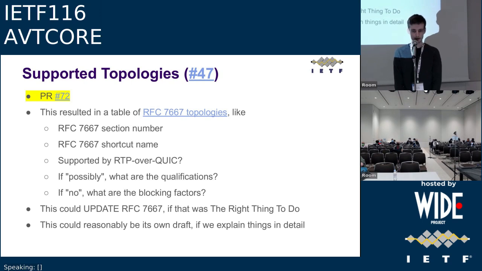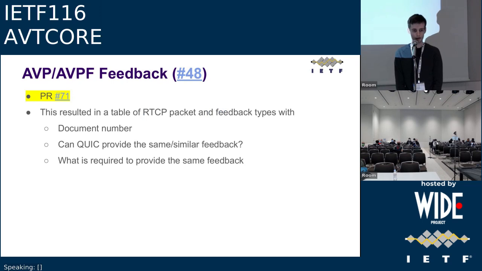And then I think the next slide, which is the last one, is on feedback. I briefly mentioned that on the very first slide. We had a list of a couple of RTCP packet types in the draft before, and we listed for these packet types which of their fields can be replaced by feedback that is already available in QUIC. We have now added a longer table similar to the topologies table, which lists a lot of RTCP packet and feedback types with the document number where each is defined, whether QUIC can provide similar or the same feedback, and what is required to provide it. For example, if we need a timestamp extension in QUIC to implement the same feedback. That is in PR71. Magnus.